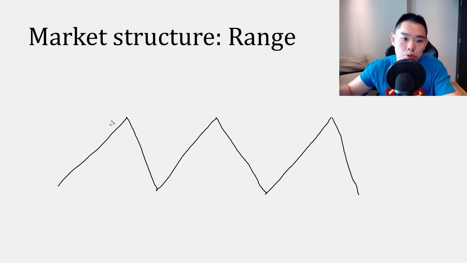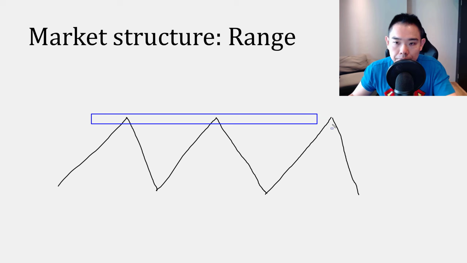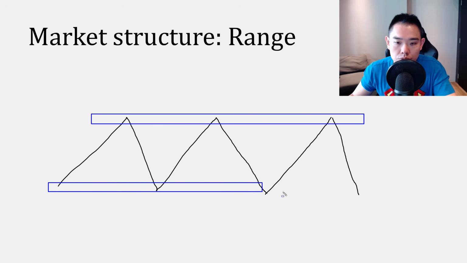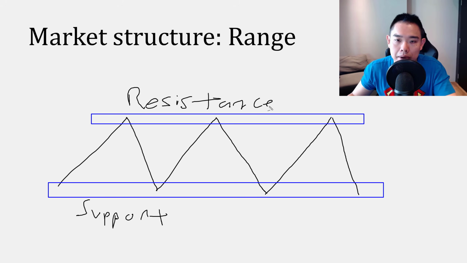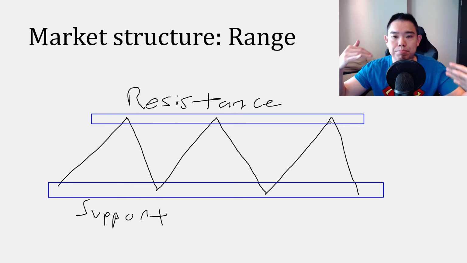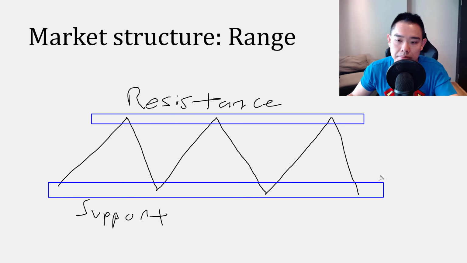The market is contained between these highs over here and these lows over here. This is what we call support and resistance. The low of the range is usually what we call an area of support, and these highs over here are what we call an area of resistance. So this is what we call a range market. Of course, in reality, the range market isn't as precise as this, because the market could break down below support and then go back up into the range again.